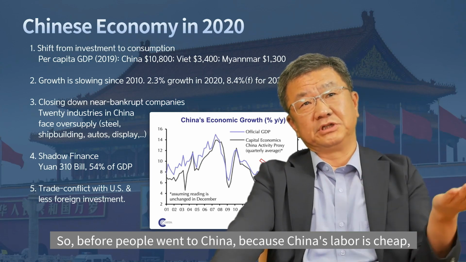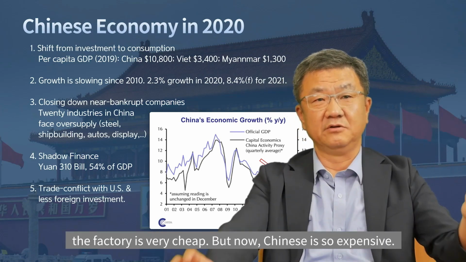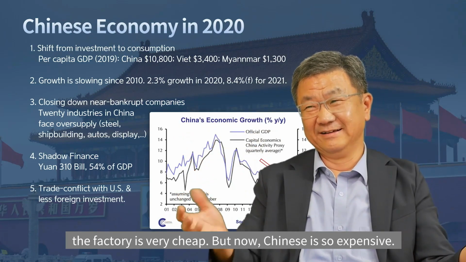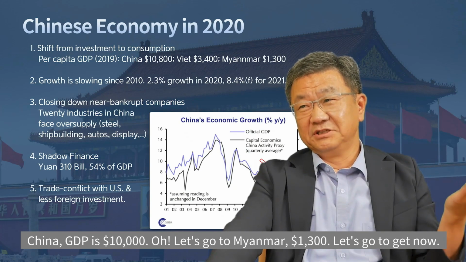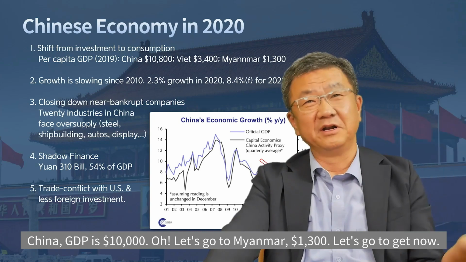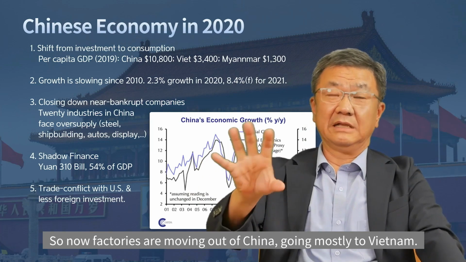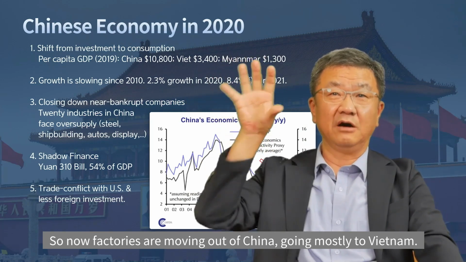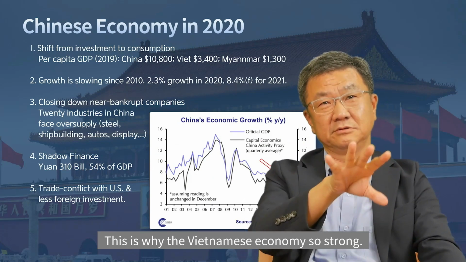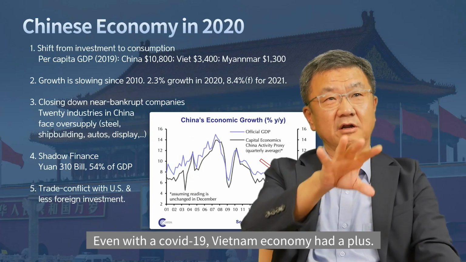So before, people went to China because Chinese labor is cheap. So you go to China, you build a factory, it's very cheap. But now, Chinese labor is so expensive. China's GDP per capita is 10,000. Oh, let's go to Myanmar, 1,300. Or let's go to Vietnam. Okay? So now, factories are moving out of China, going mostly to Vietnam. So this is why the Vietnamese economy is so strong. Even with COVID, the Vietnam economy had a plus.